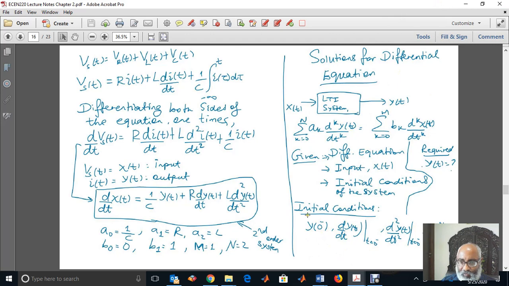Okay? Now, what are the initial conditions? If it is first order, I will have one initial condition, y at 0. Second order, two initial conditions, y at 0 and the derivative of y at 0. Third order, three initial conditions, y at 0, dy by dt at 0, and the second derivative of y, d squared y by dt squared, at 0, and so on. Okay, continue like this.